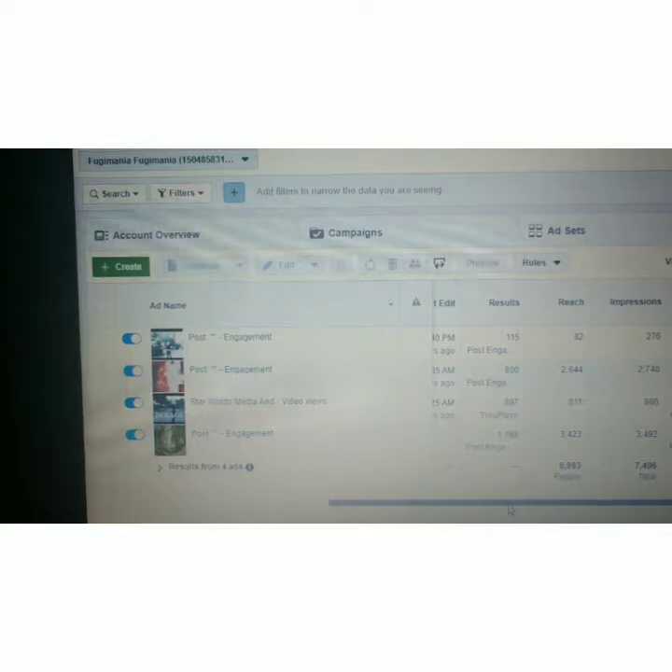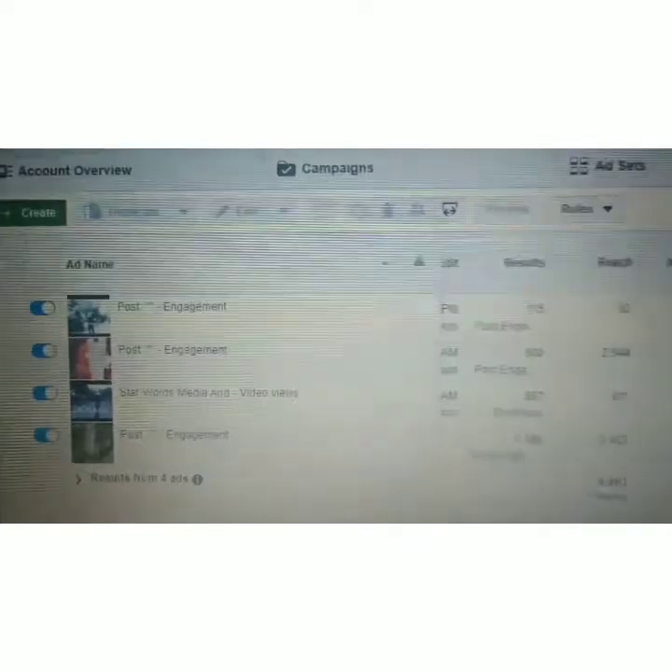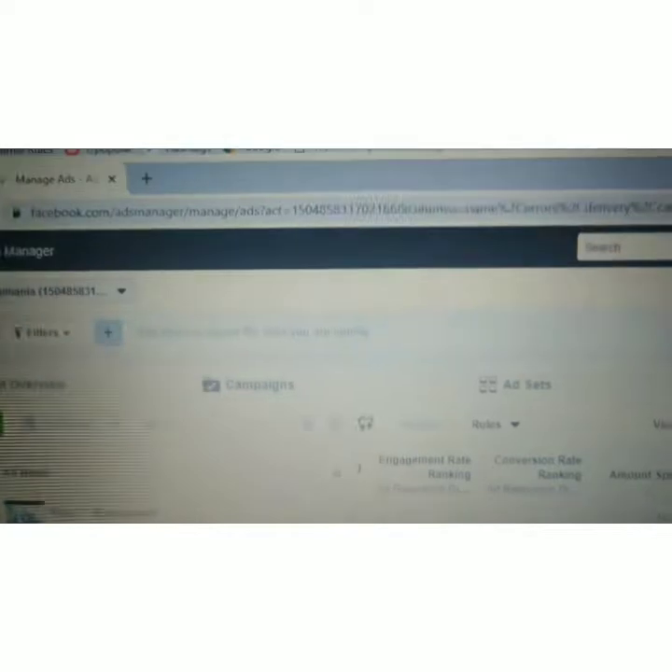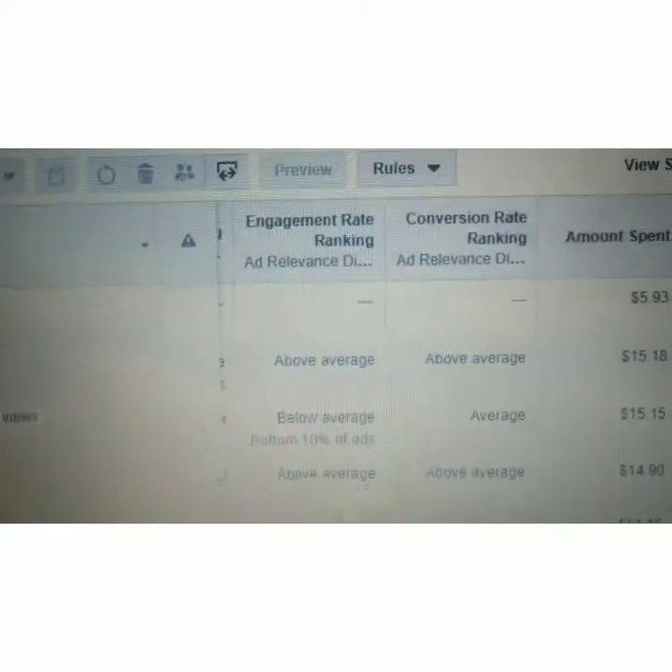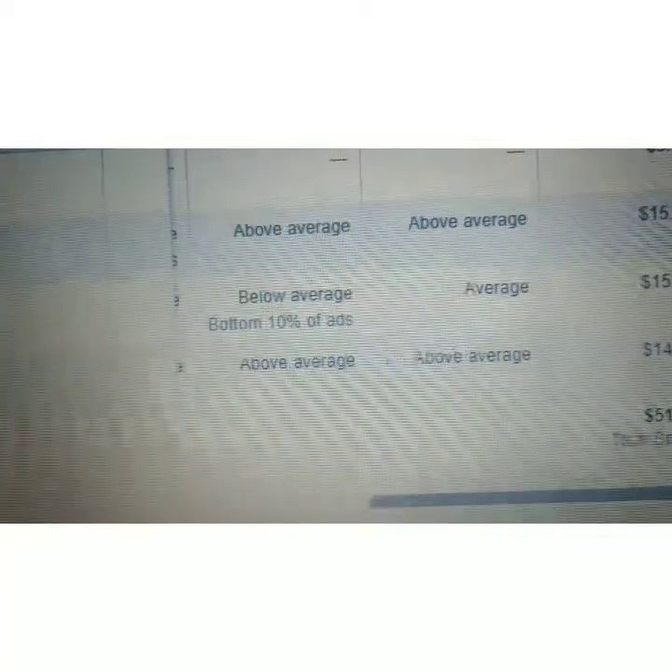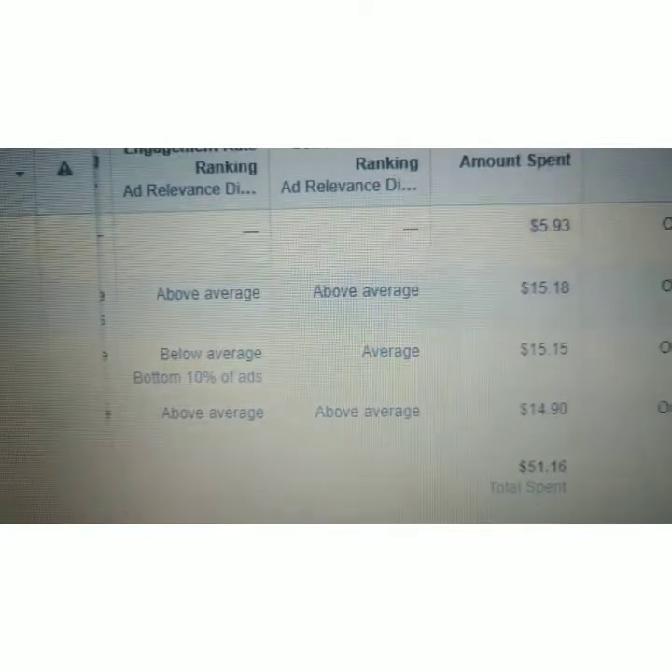So I just want to show you guys some of the ads that I'm running now. You can kind of see some of the engagement. But here's the most important part of the ad. It's this section right here. Conversion rate. As you see, all of my ads are converting either average or above average.